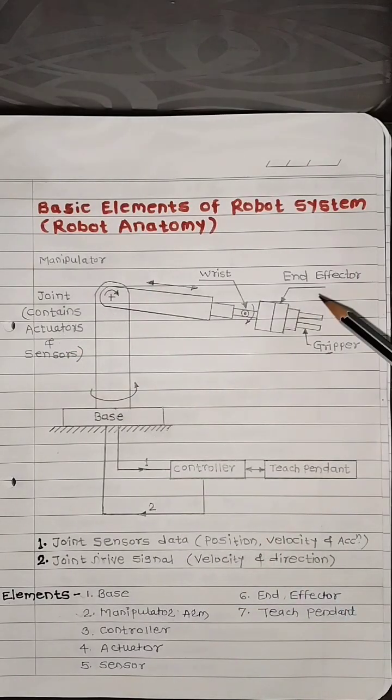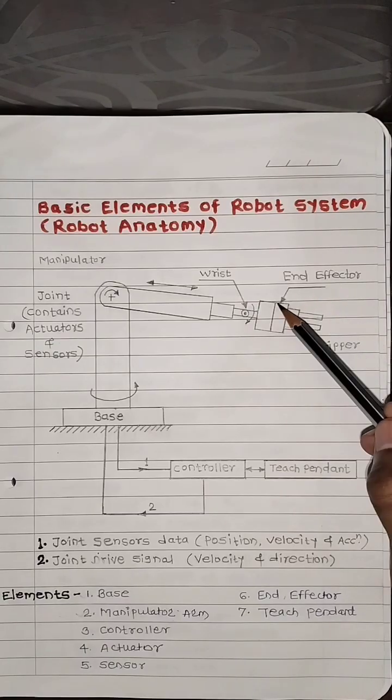The next part is end effector. It represents the palm and fingers of a human. Like our palm and fingers, the end effector can firmly grasp or hold and manipulate the object. Like our fingers, we can grasp, hold, pick up some object and place it in a new location. This is the function of the end effector. This is the end effector.